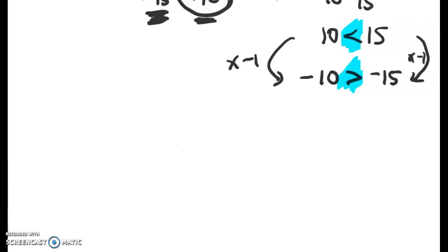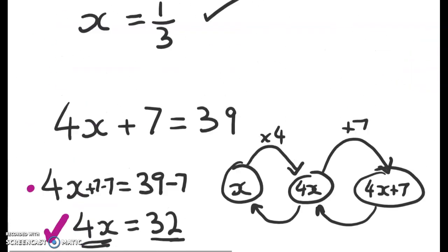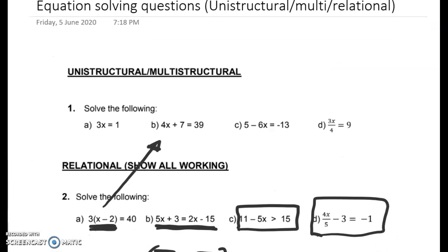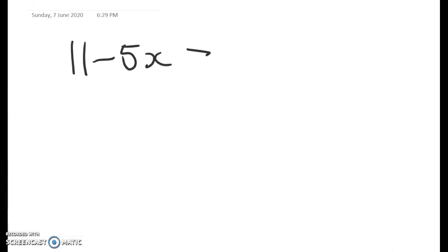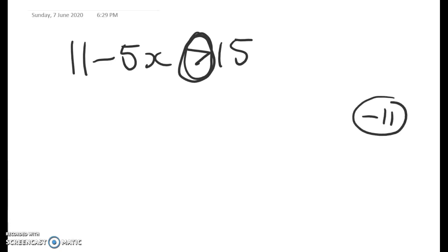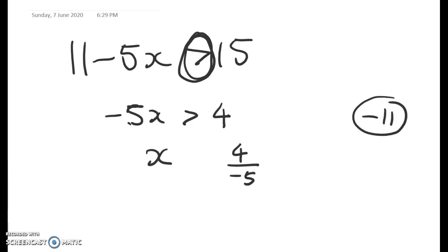So let's look at how this one here works. What have we got? 11 minus 5x is greater than 15. We're just going to forget that this is an inequality and treat it as if it were an equal sign. I'm going to subtract 11 from both sides. That gives me negative 5x is greater than 4. Now I'm going to divide both sides by negative 5. So that gives me x, and here it gives me 4 divided by negative 5. When I multiply or divide by a negative, the sign must reverse.